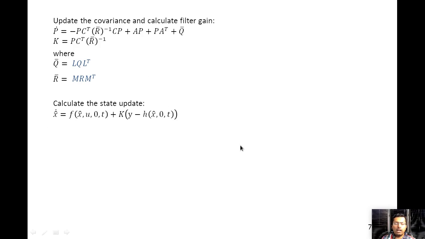So then our estimation is still going to be very similar. We still run this with the same system model, and then we have the update based on this K over here.